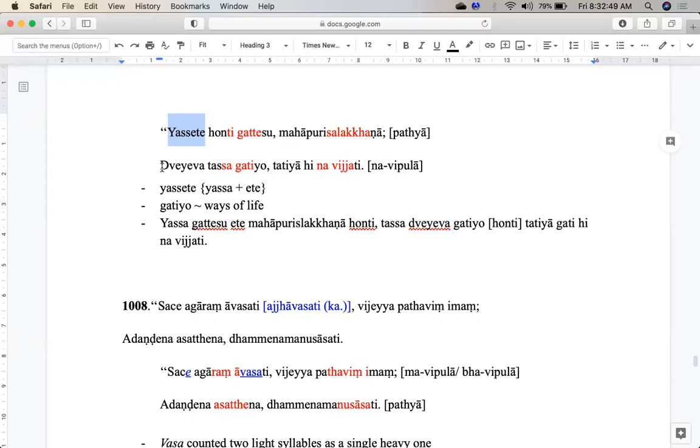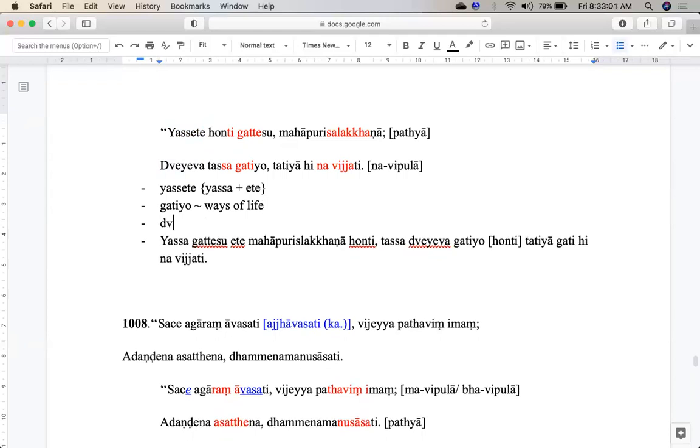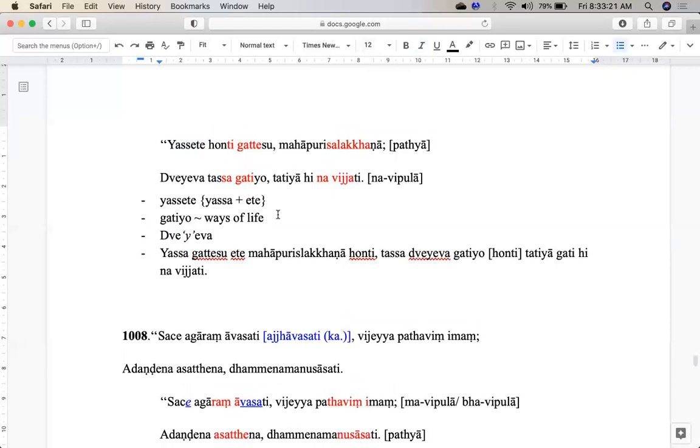And also in the second line, dwe ye wa. Actually, dwe e wa. So here one is inserted. So dwe wa dasa gadi yo, dadi ya hi na wejadi. Here gadi. Gadi is destination, but also way of life, types of life, way of life. So gadi, or destination of their life. We also translate gadi as destination.